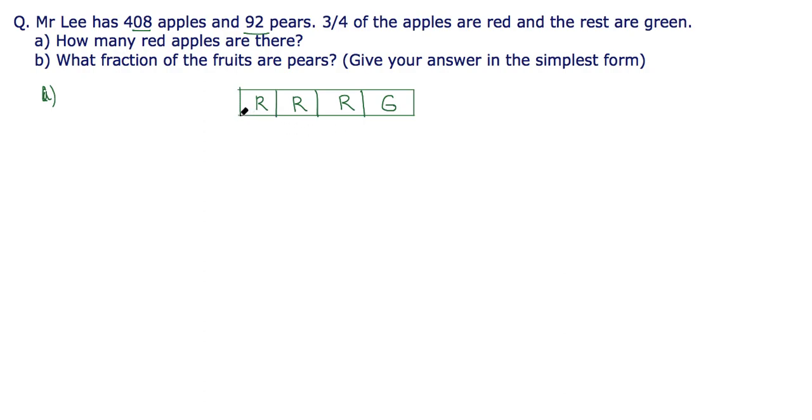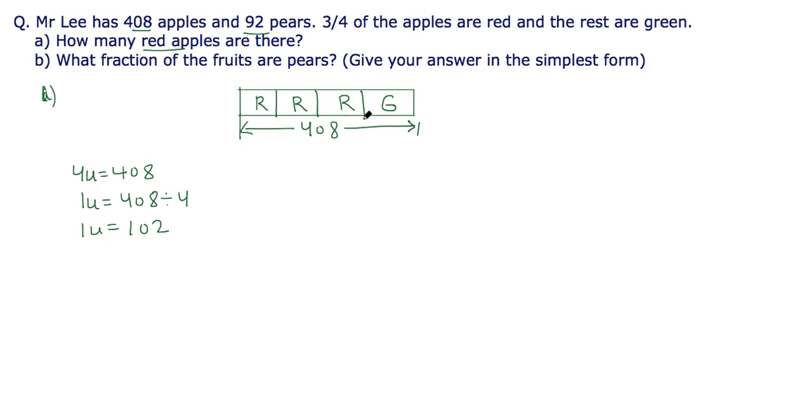Now this total is 408. Our job is to find out how many red apples there are. We can clearly see that these 4 units, 1 2 3 4, are equal to 408. So 4 units is equal to 408. How much will be 1 unit? It will be 408 divided by 4, which is equal to 102.